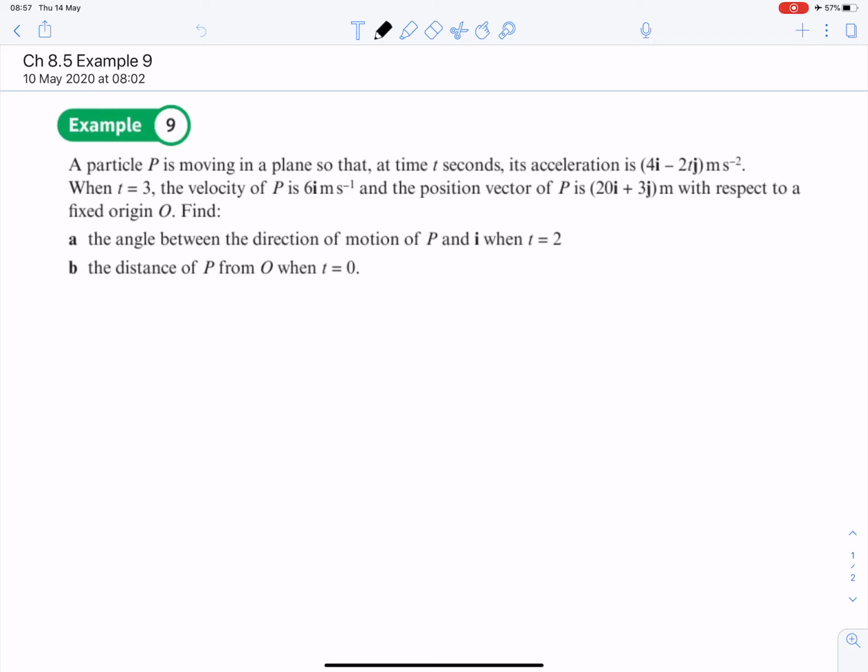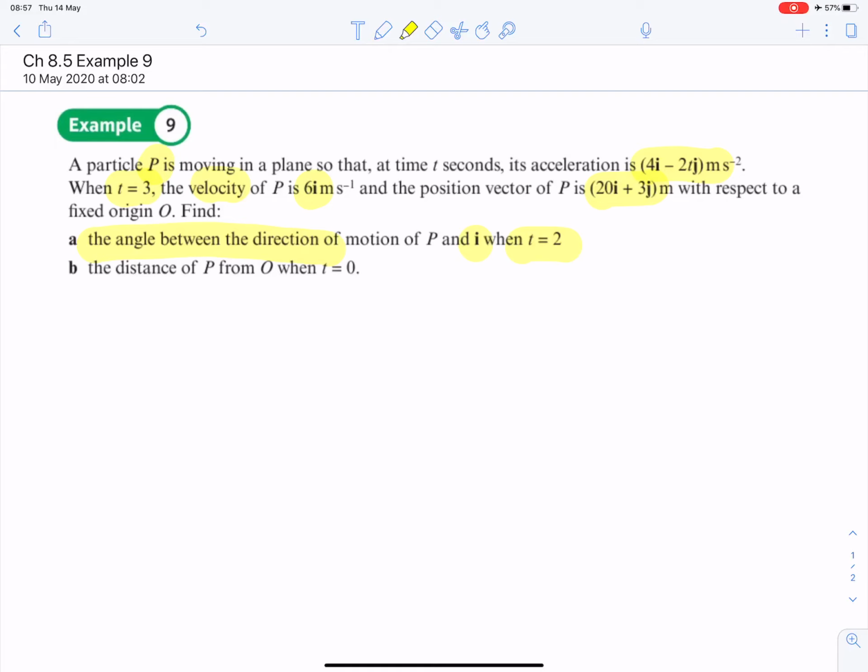So here we go with the second example, or example 9 as it is in the textbook. A particle P is moving. Let's pick out the key information again. Particle P is moving in a plane at time t seconds. Its acceleration is given by 4i minus 2tj. When t equals 3 seconds, the velocity is 6i. And the position vector we're given as well, with respect to a fixed origin O. Find the angle between the direction of motion of P and i when t equals 2.